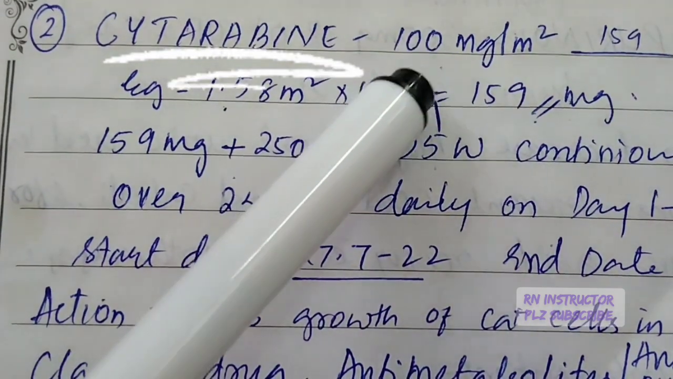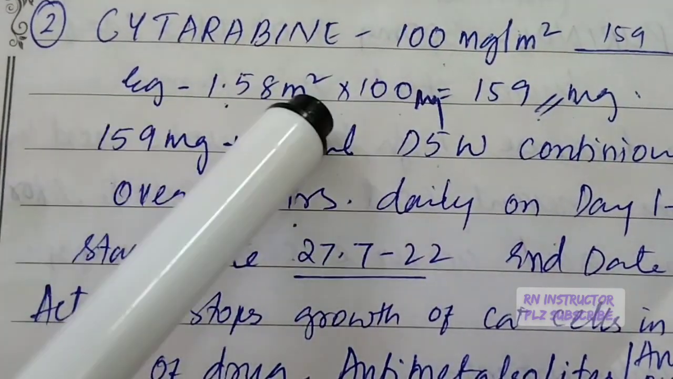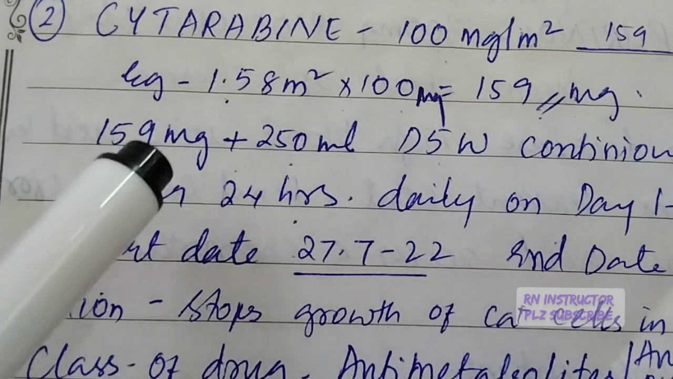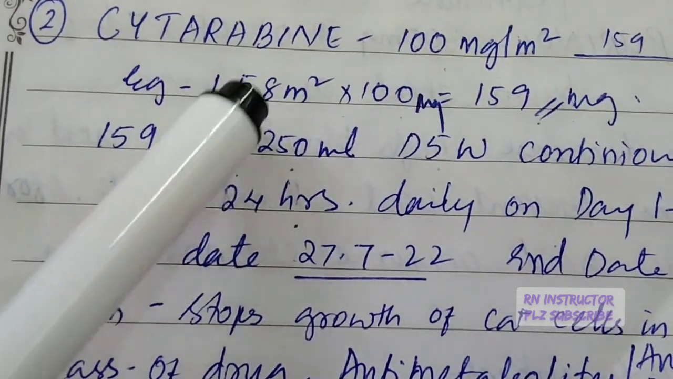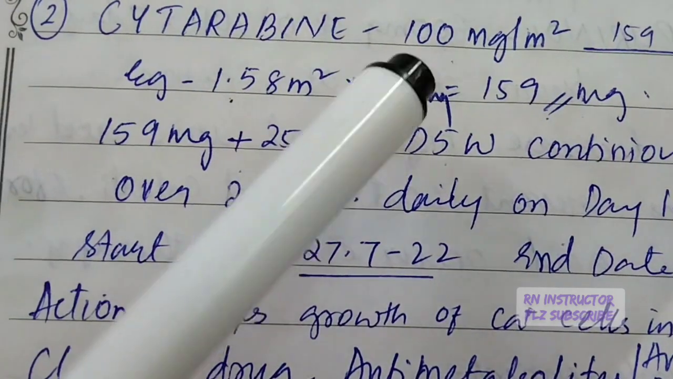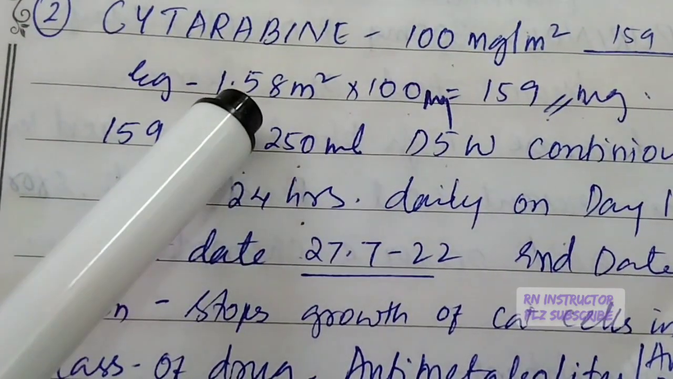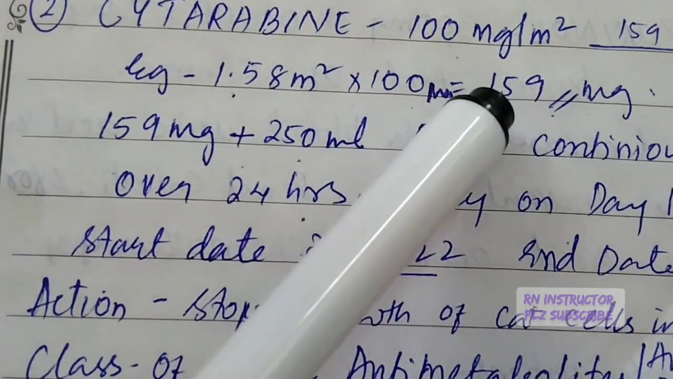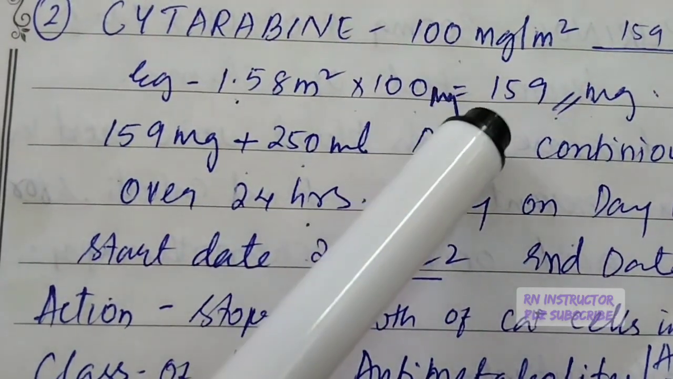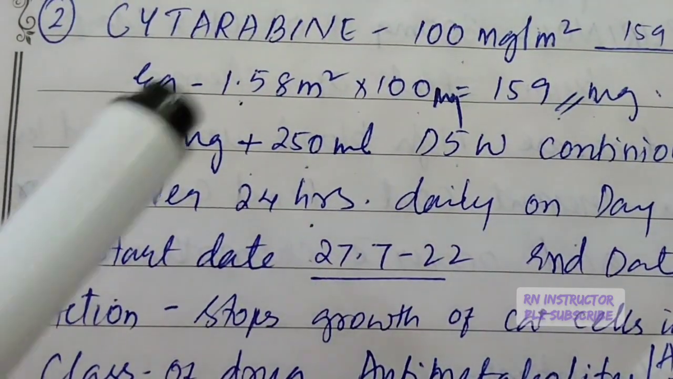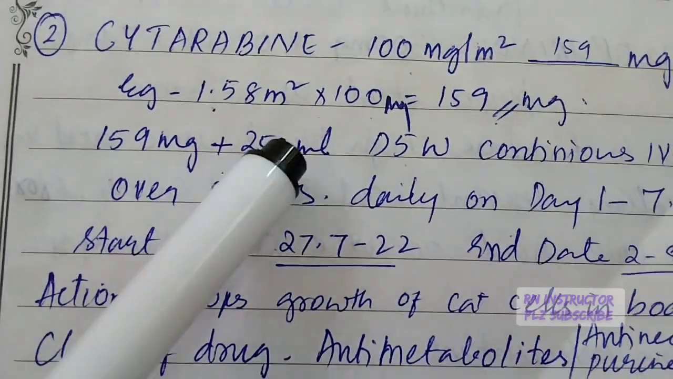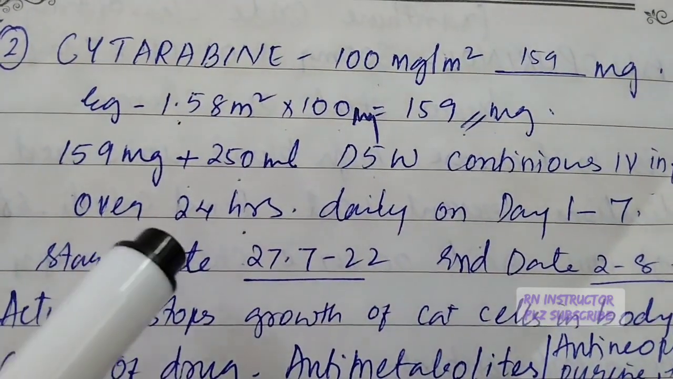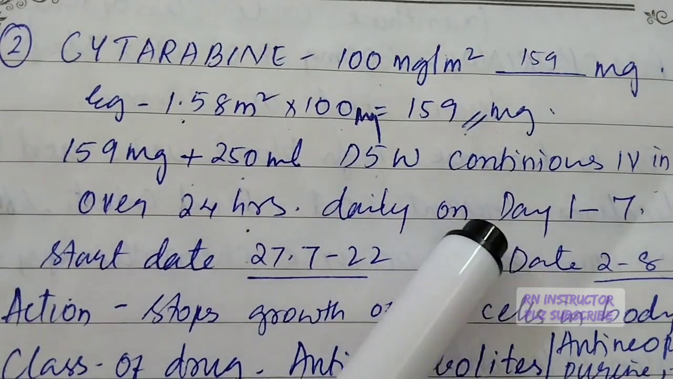Cytarabine, the doctor's order is to give 100 mg per meter square. So it's per meter square, that is the BSA, right? The BSA you got from your calculation is 1.58 meter square for your patient, and the drug order is 100 mg. So you will multiply the BSA, body surface area, with 100 mg of the doctor's order, and then the dose to be given to the patient is 159 mg. So this 159 mg is to be added with 250 ml of D5W as a continuous IV infusion, which we will give over 24 hours daily, for 1 to 7 days.